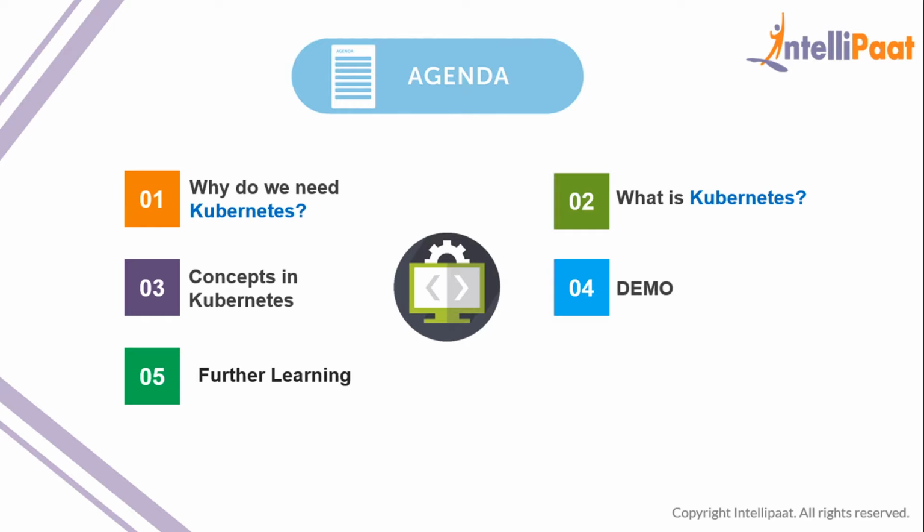Moving on, we'll talk about what is Kubernetes, and then we'll talk about different concepts in Kubernetes, where we'll cover pods, deployments, services, and Ingress. And then we'll have a demo where I'll create all of these pods, deployments, and one service and an Ingress, and we'll see how it works in real time, right? And then finally, we'll have a further learning section where we'll talk about how you can go about learning Kubernetes and different free materials as well as paid courses that you can look at to learn Kubernetes, right? So let's begin with this session.